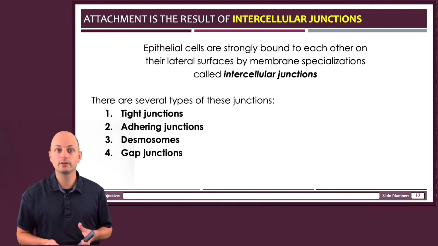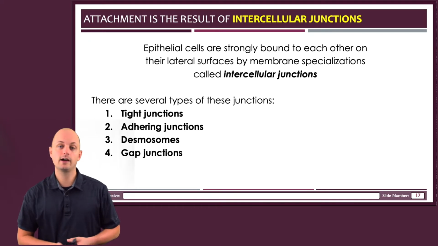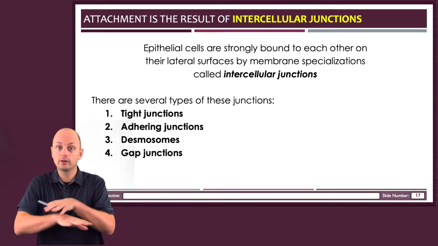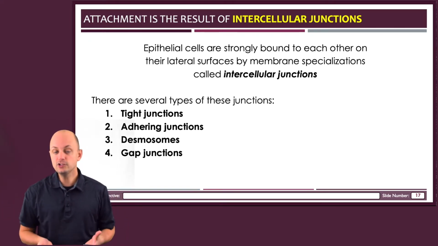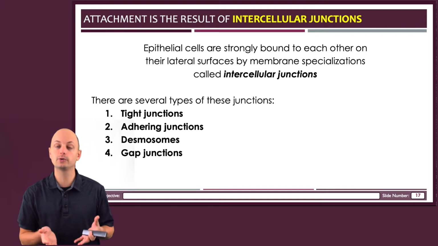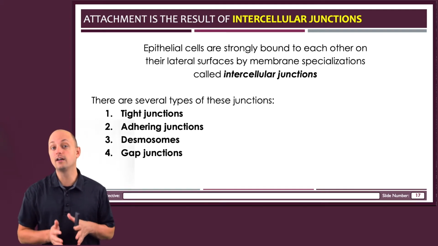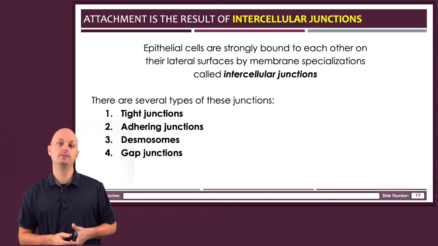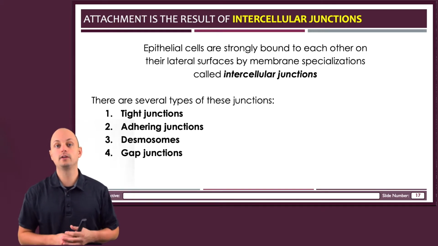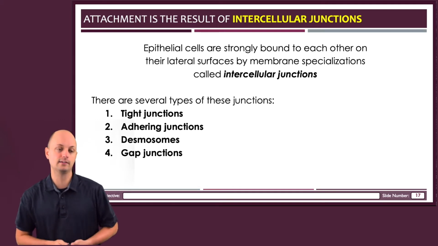You heard me say earlier that one of the characteristics of epithelial tissue is attachment, either to adjacent cells or to deeper tissues. These attachments are made possible by intercellular junctions, which are formed from interactions between plasma membrane proteins in two adjacent cells. Intercellular junctions are not exclusively found in epithelial tissue, but I'm going to be talking about them here because they are pretty critical for their normal function in most cases.